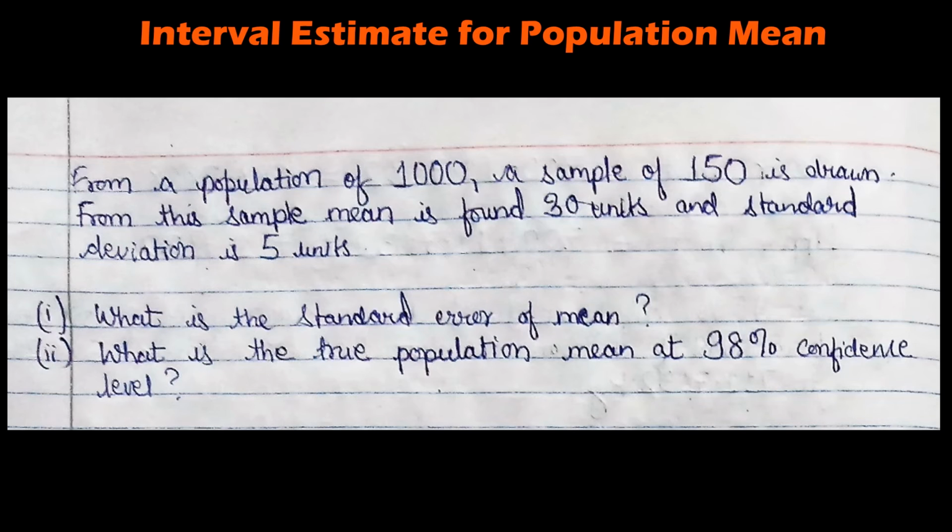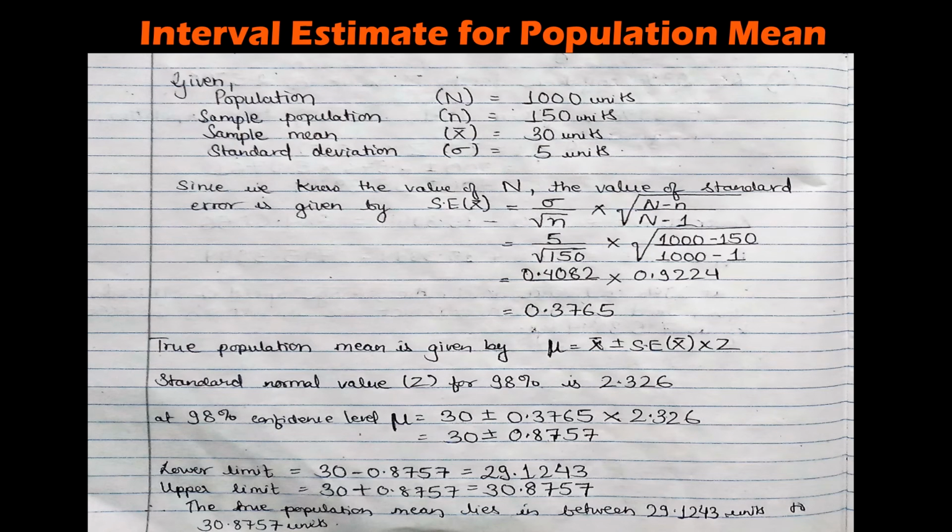So let's do another problem for interval estimate for population mean. From a population of 1000, a sample of 150 is drawn. The sample mean is found to be 30 units and the standard deviation is 5 units. What is the standard error of mean? What is the true population mean at 98% confidence level? So for this, here is the solution.